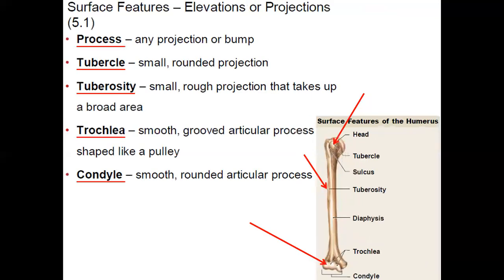A process is any projection or bump on a bone. You have lots of different processes we will talk about, like a tubercle. So this is the humerus bone, the bone in your upper arm. Right here would be your shoulder, and down here would be your elbow, right? So there's the head of the humerus I mentioned. Right behind it is the neck, and attached to the neck is what's called a tubercle, and you have a greater tubercle and a lesser tubercle. These tubercles are points of attachment for muscles that move your upper arm, either rotating it laterally or rotating it medially.